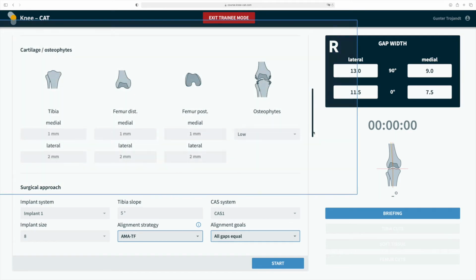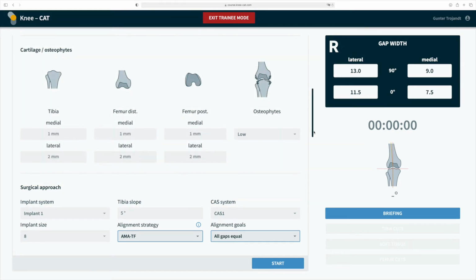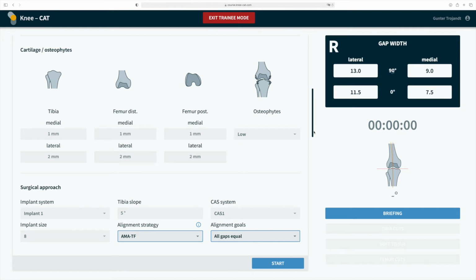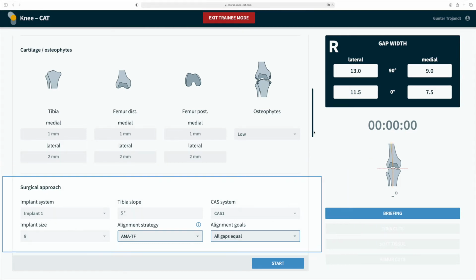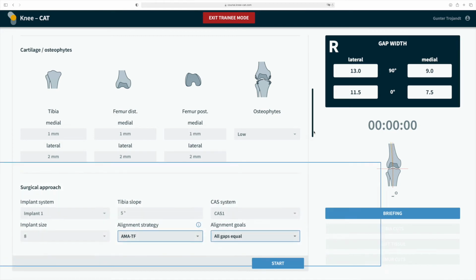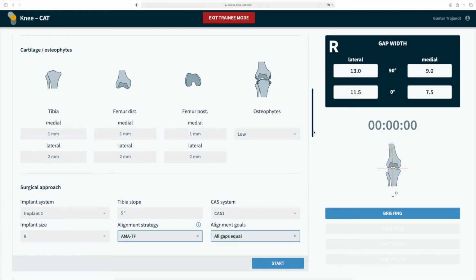Very important is also the window of the gap width, showing differences in extension and flexion, medial and lateral side, at the beginning of surgery. And lastly, you find a section where we have defined the specific tasks the surgeon has to perform. This includes type of implant, type of alignment strategy, and balancing goal.